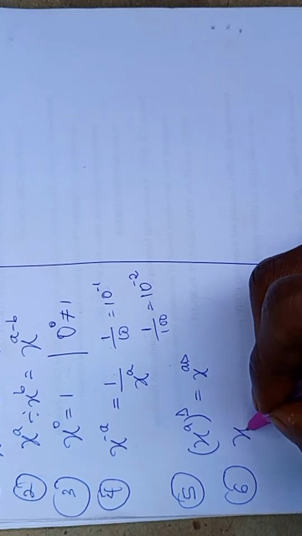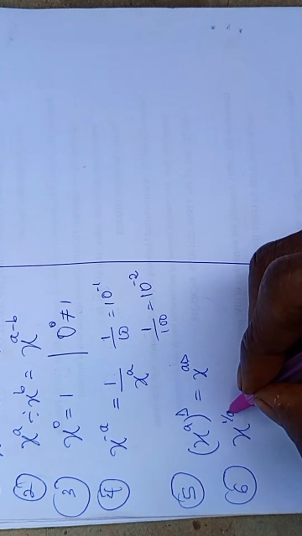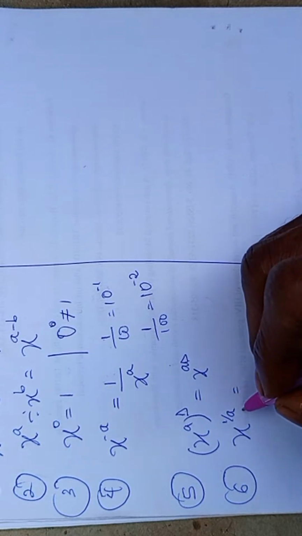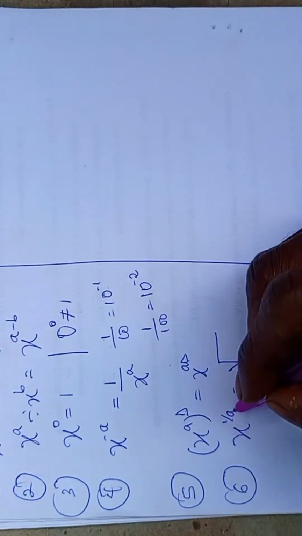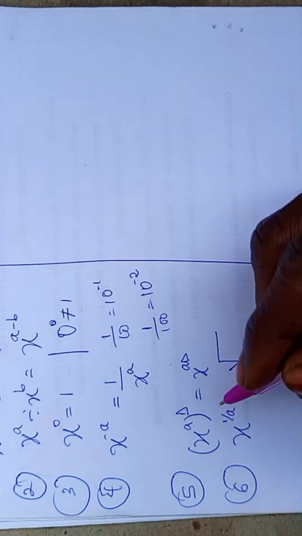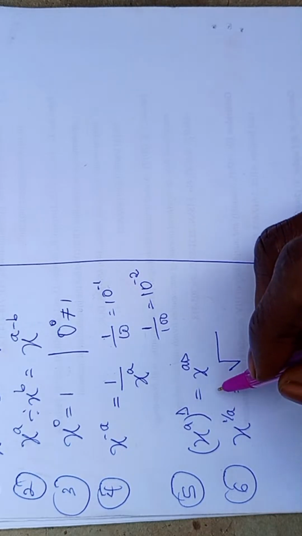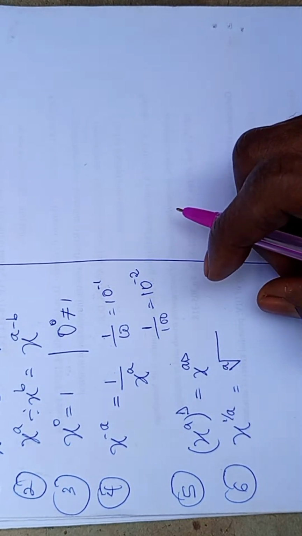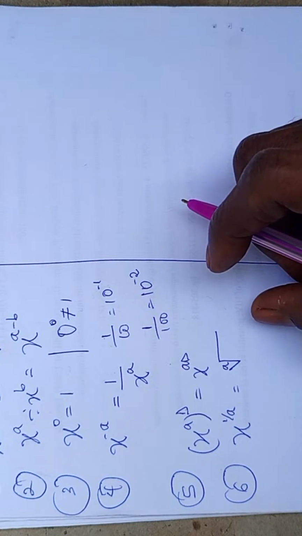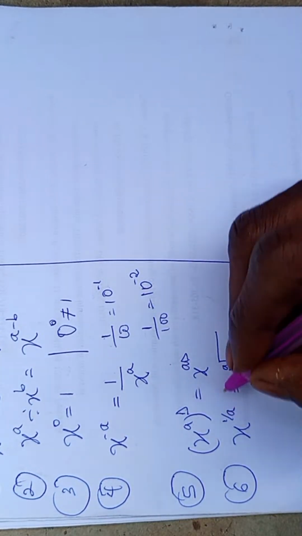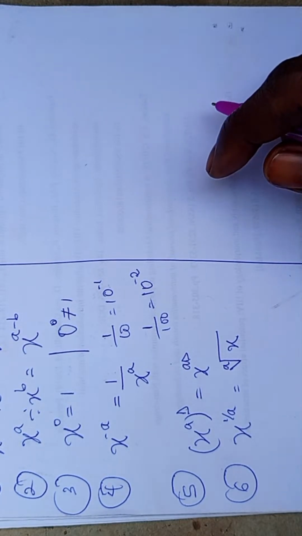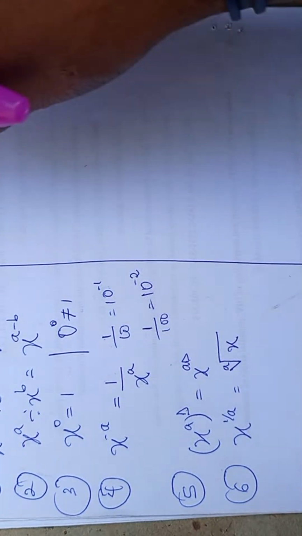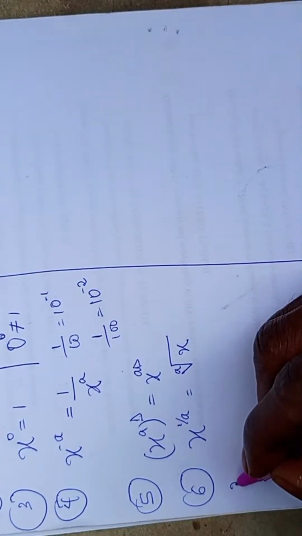So let's go to rule number 6, which is the rule of a fractional index. If I have x raised to the power of 1 divided by a, it is now equal to the a-th root of x. Exactly. So this can be written as the denominator of the index becoming the nth root, x all raised to the power of 1. That's fine.